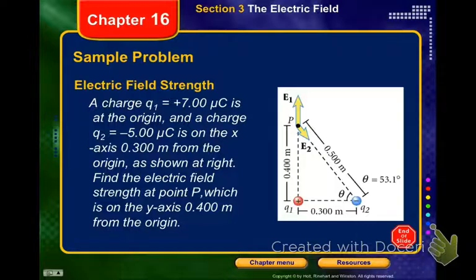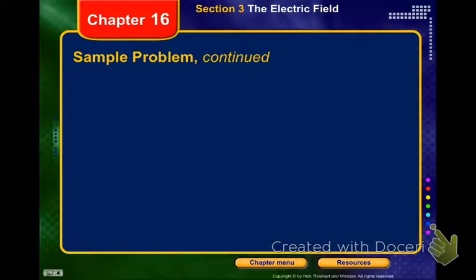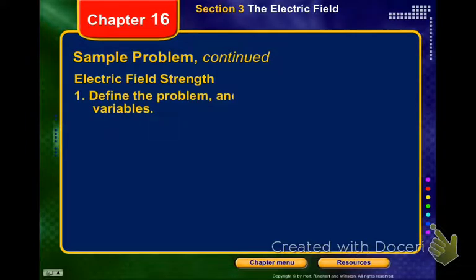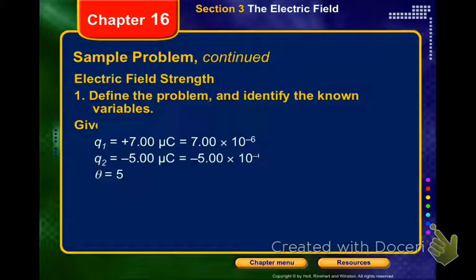And it wants us to find the electric field strength at P. And it's telling you, apply the principle of superposition. First, calculate your electric field produced by each charge individually at point P, and then add these fields together as vectors.